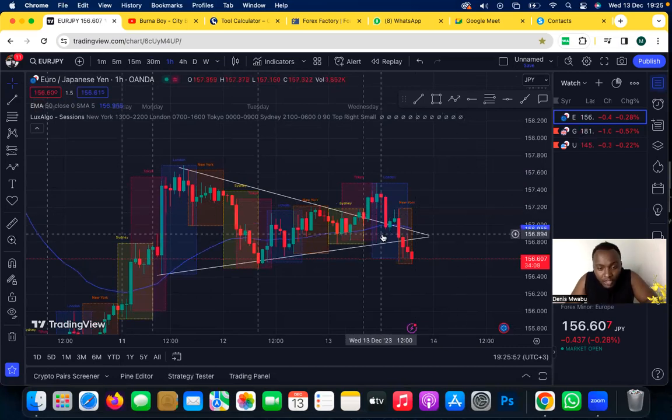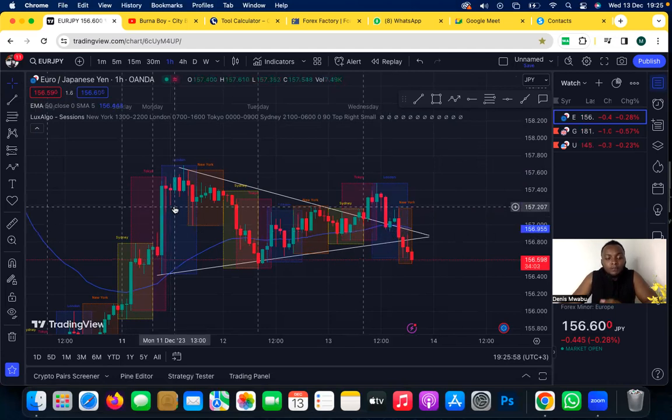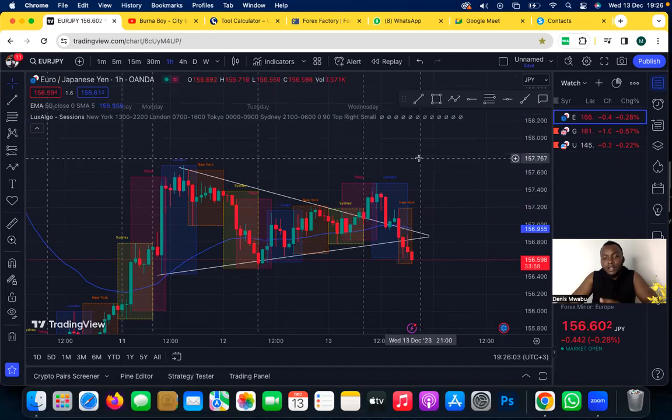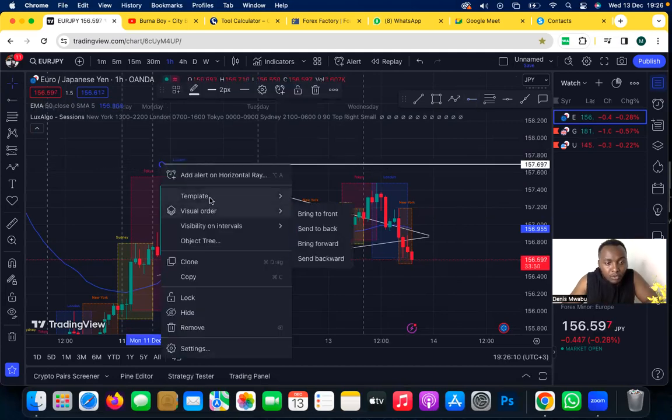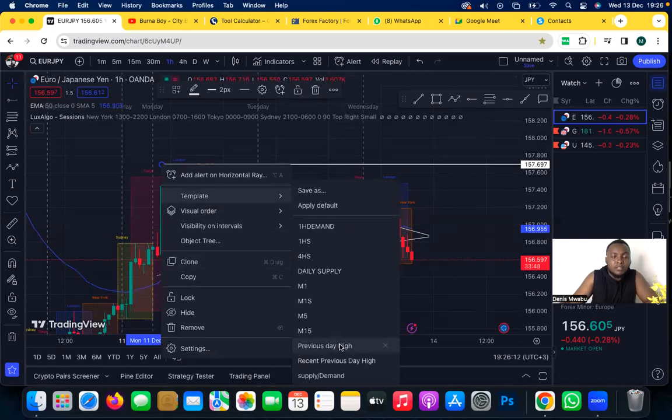So if today is Wednesday, what am I looking at? I'm actually looking at trading on Monday and Tuesday. I'm looking at those 2 days during the London, New York session. What did the price do? So you can identify here that we have our highest point here, and we'll mark it here as the previous day high.